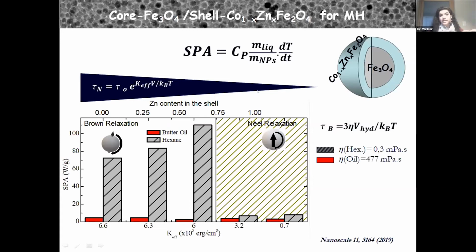So up to here, we see that with this strategy, by changing the composition of the shell, we can change the relaxation mechanism. Well, but now we want to optimize the Néel relaxation for the biomedical application.